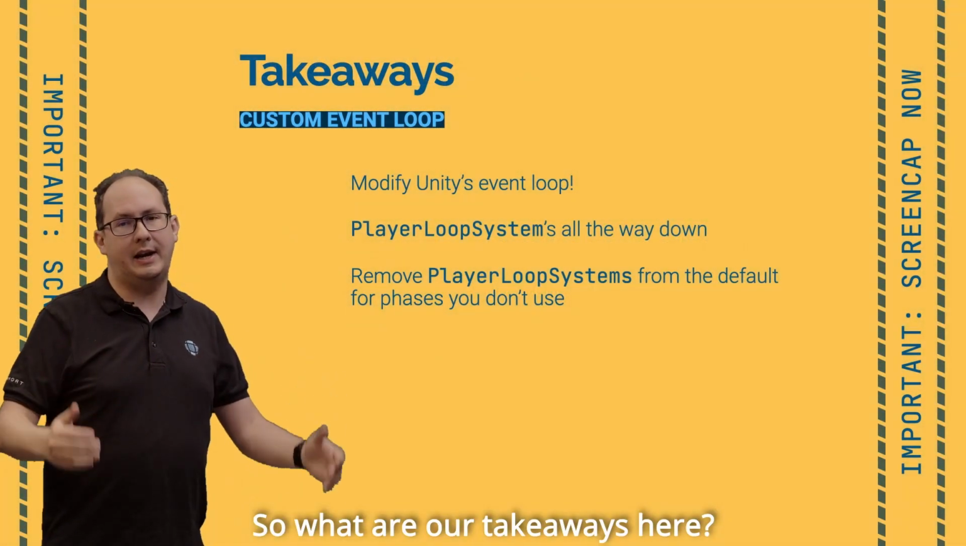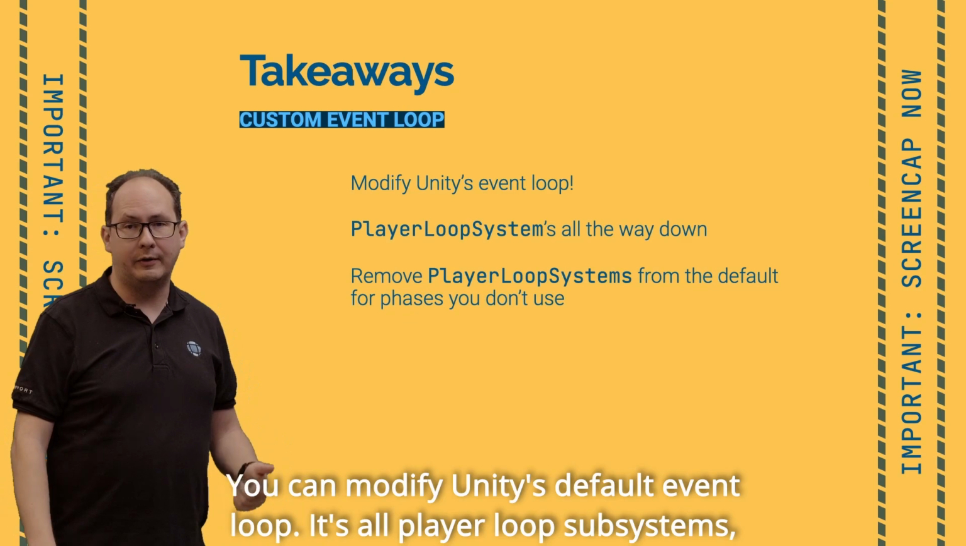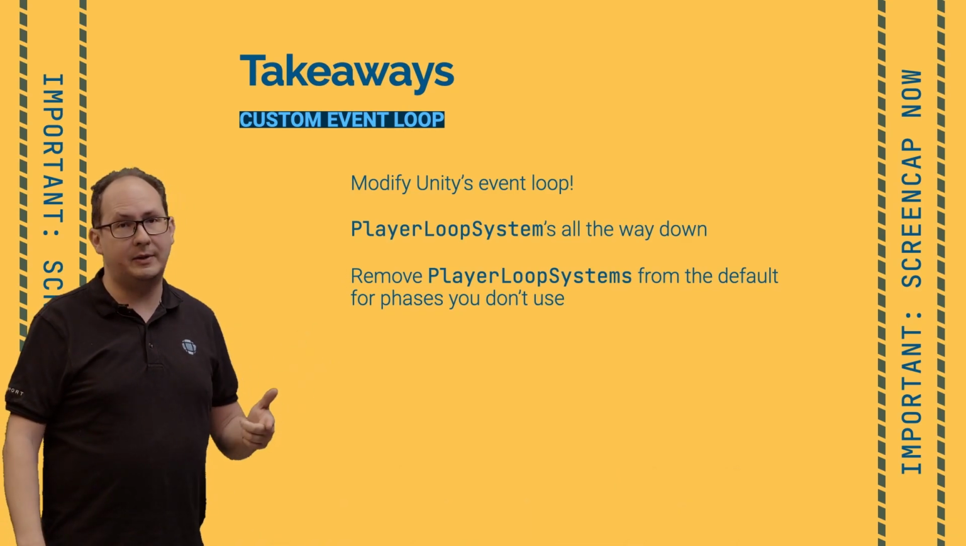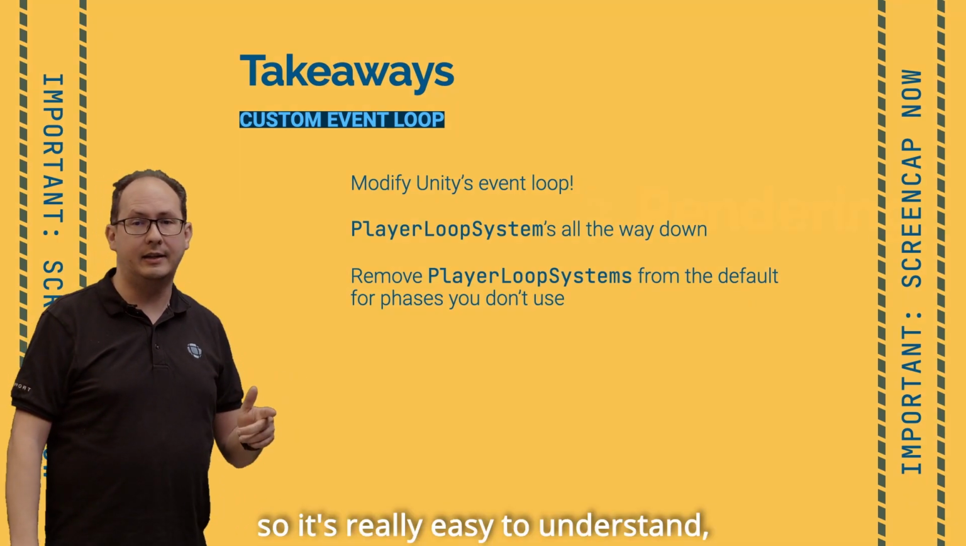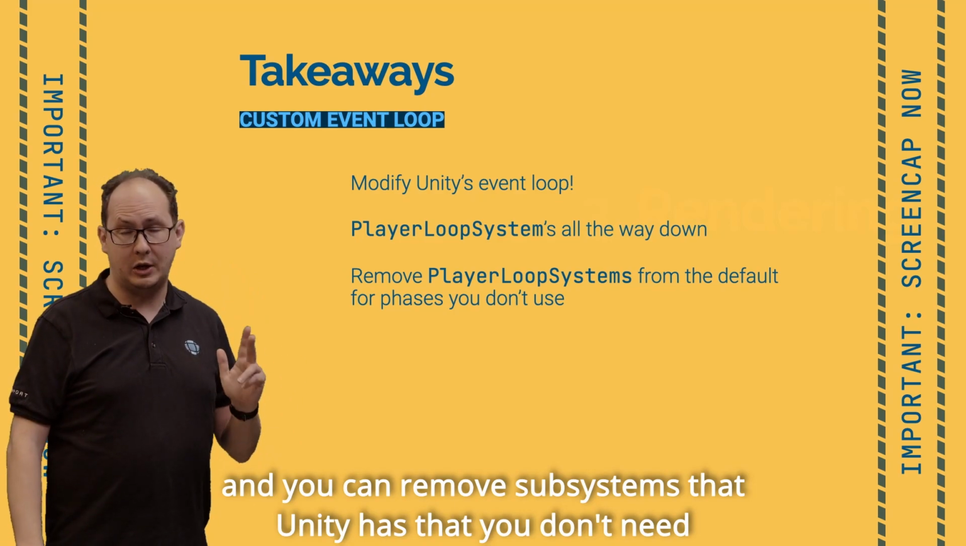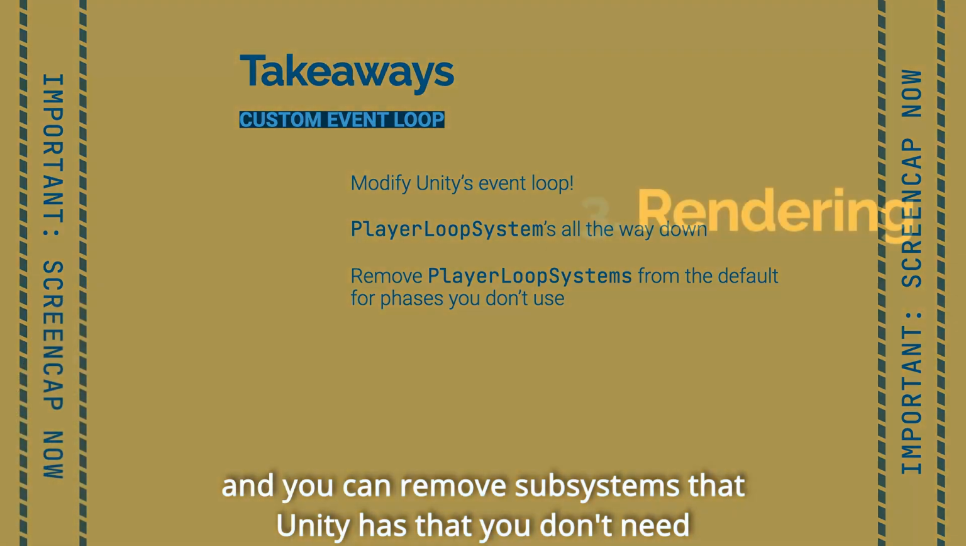So what are our takeaways here? You can modify Unity's default event loop. It's all player loop subsystems, so it's really easy to understand. And you can remove subsystems that Unity has that you don't need.